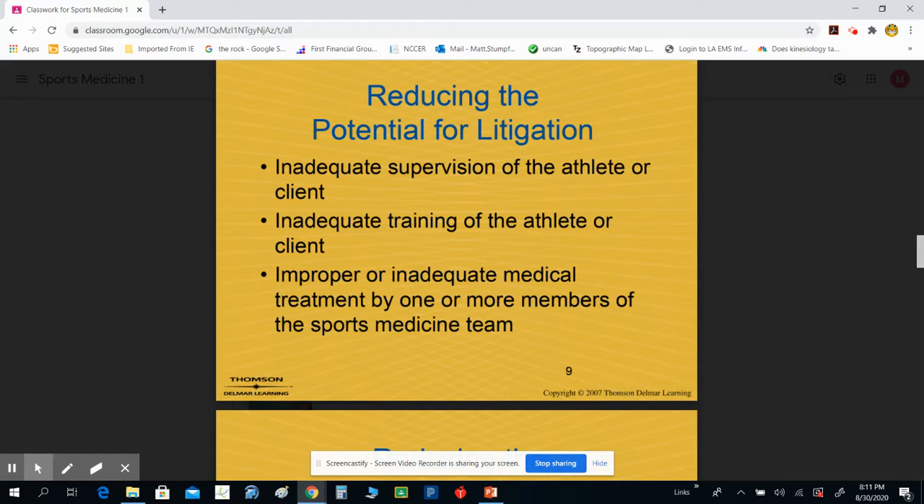Two, he might not have been adequately trained for what the coach was asking him to do. He might not have been acclimatized. So that's another thing to get people sued. Improper, inadequate medical treatment by one or more members of the sports medicine team.